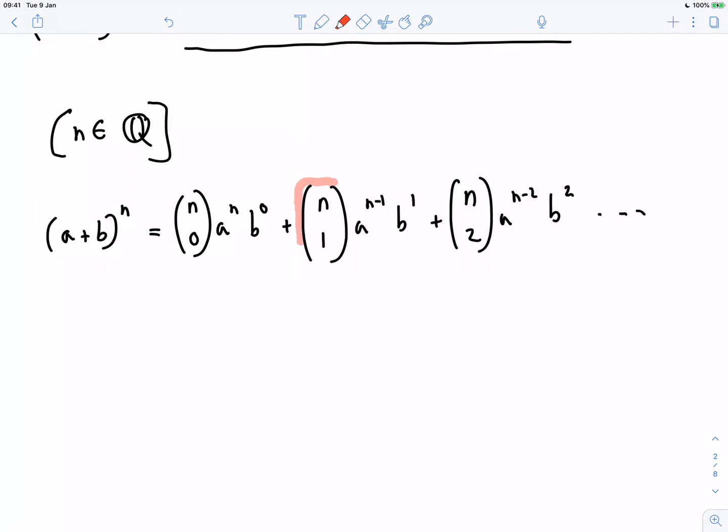This choose stuff is what's causing the problem. Raising things to the power of fractions or rational numbers is totally fine. That could be done if n was a fraction. The problem is these combinatorics things, because we can't really deal with the factorialness, if that's even an adjective, for when it's not an integer. So let's try a different way.